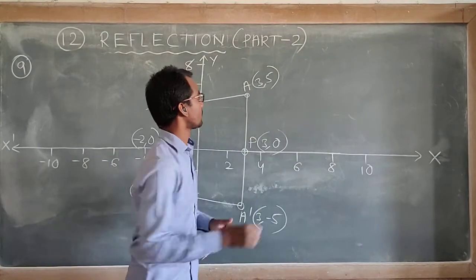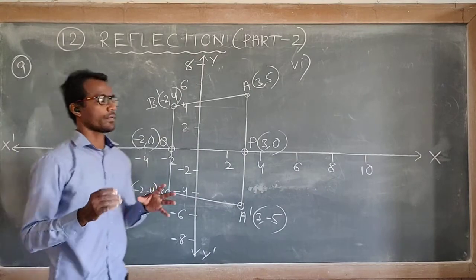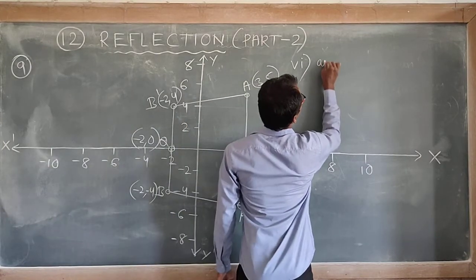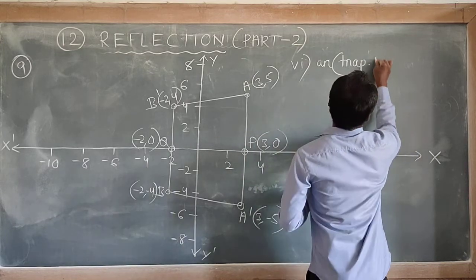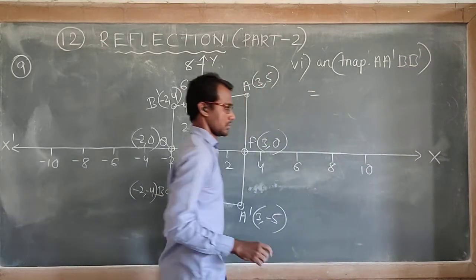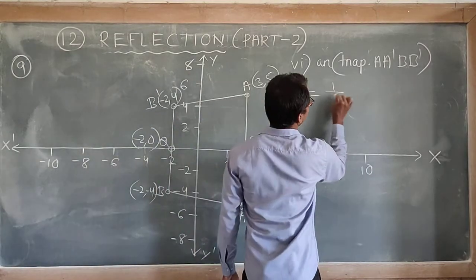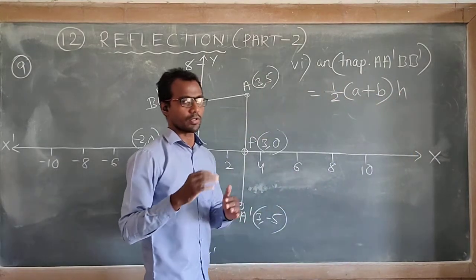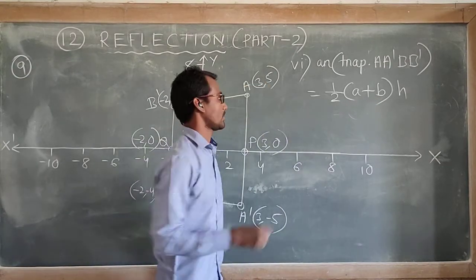Suppose last bit, 6th bit. This is not given in the book. I am adding. Suppose you are asked to find the area of this figure. It is a trapezium. So area of trapezium A dash B dash is equal to. In class 9 you have studied the formula how to find area of the trapezium. It is half into sum of parallel sides into distance between the parallel sides, which is h.